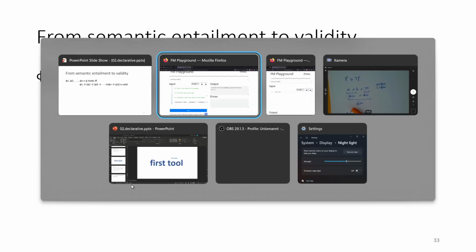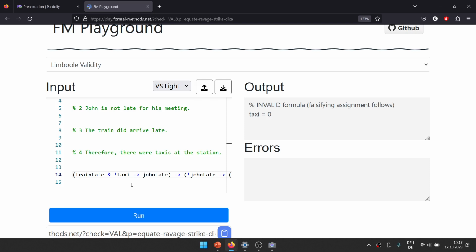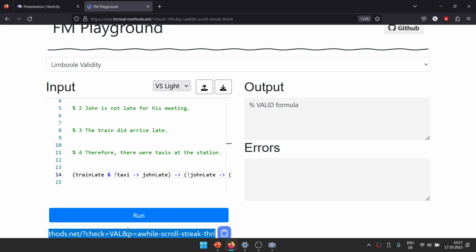And then we have to check for any valuation. So let's check for this, and it is a valid formula, which means that this conclusion that there were taxis at the station is true. Very good. So now we also were convinced by the SAT solver tool. Good.